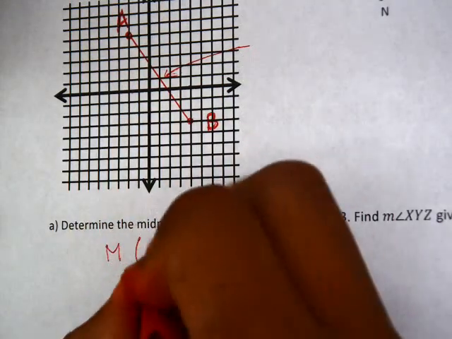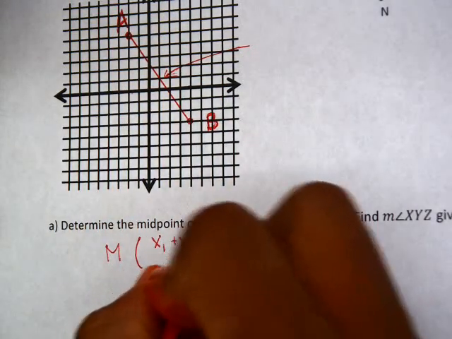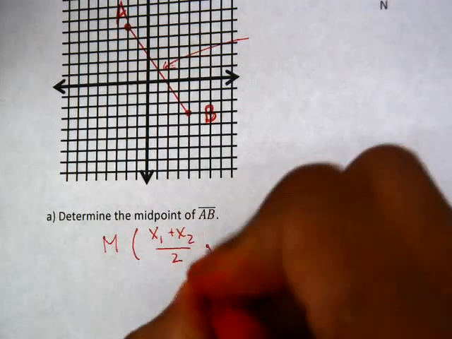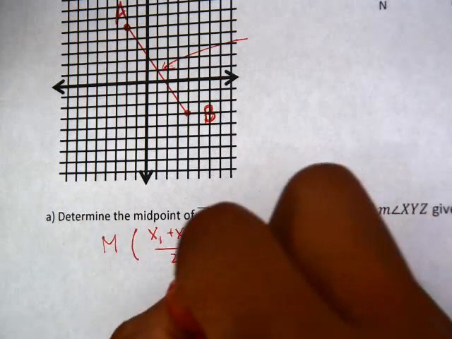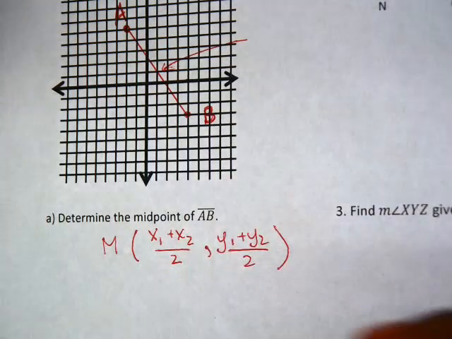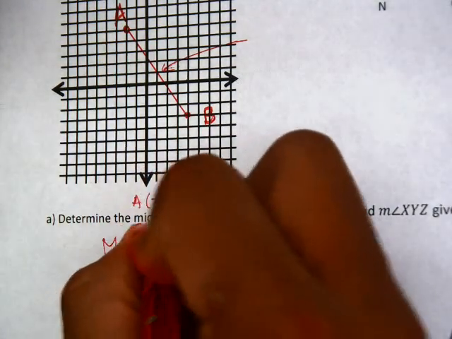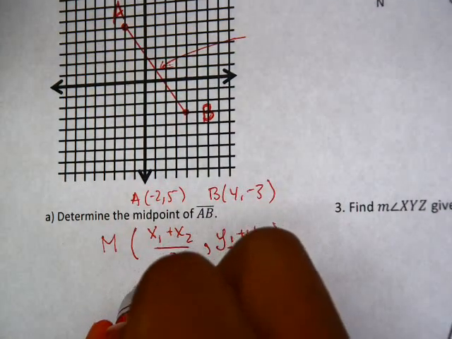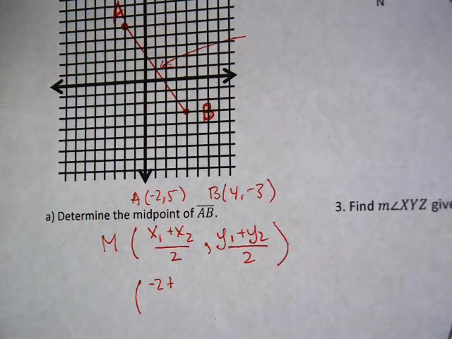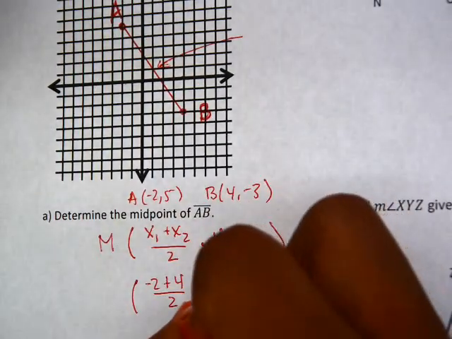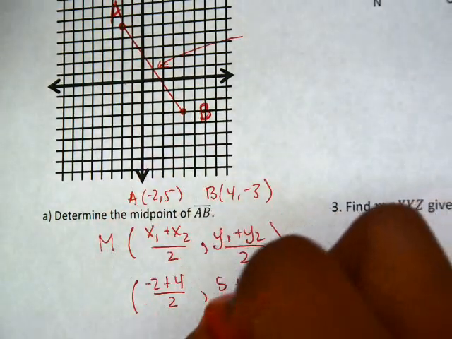So the midpoint formula to find the point in the middle is you add up all the x's, so x1 plus x2, and you divide by 2. You take the average of the x's, comma, and add up the y's, and you divide by 2. So you take the average of the y's as well. So taking the average finds you the middle. Here, in our case, since A is at negative 2, 5, and B is at 4, negative 3, our x1 is negative 2, our x2 is 4, so those are our x values. Our y1 is 5, and our y2 is negative 3.